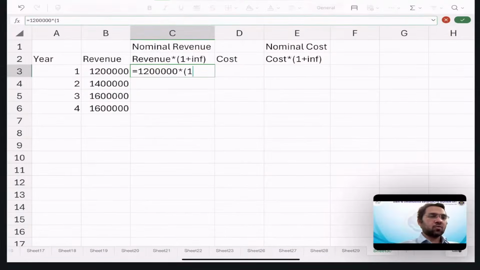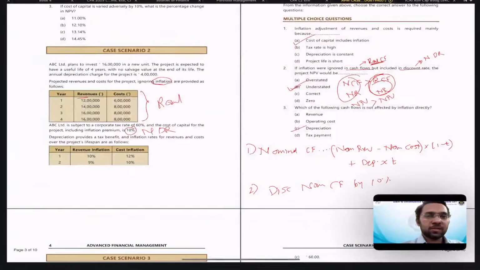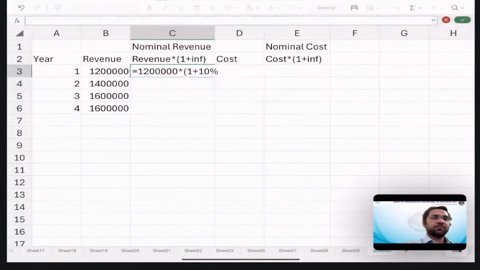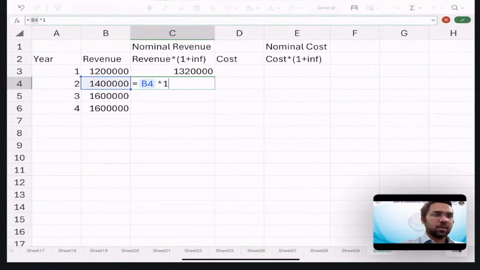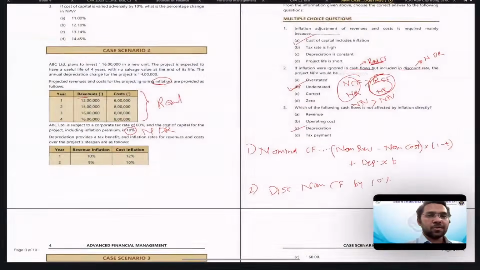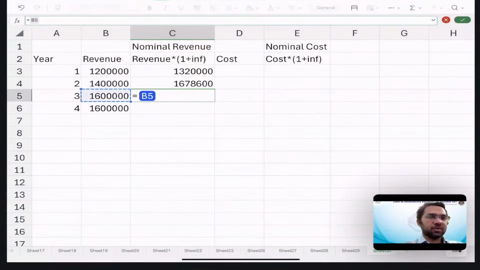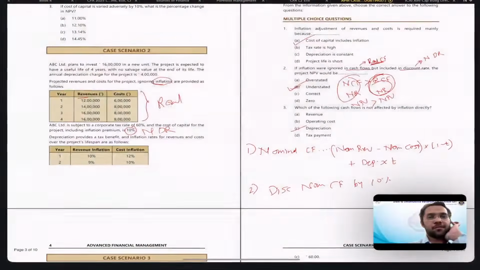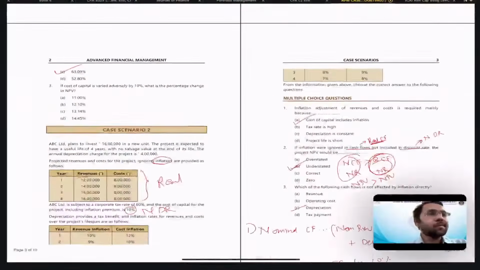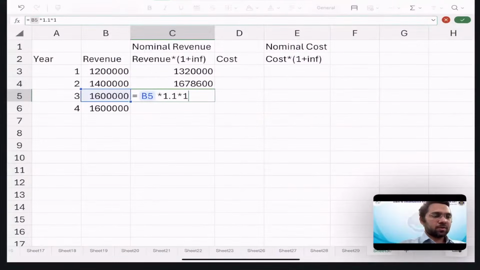12 lakh into 1 plus inflation is what? 10% in the first year. And for second year, it's going to be this into 1.1 into 9%. So 1.09. This is 1,60,000 into 1.08, 1.1 into 1.09 into 1.08.